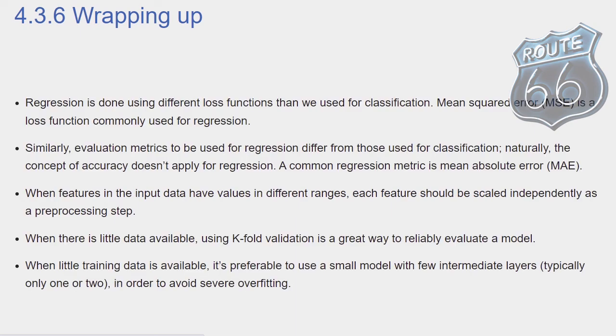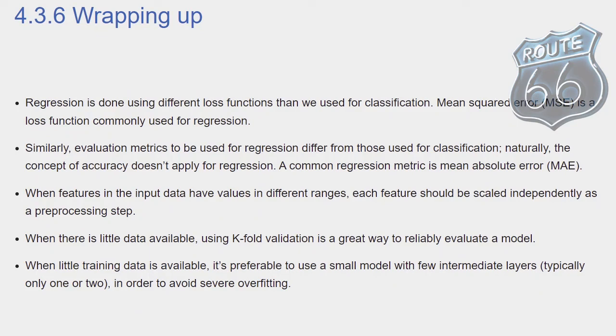Section 4.3.6. Wrapping up. Here's what you should take away from this scalar regression example. Regression is done using different loss functions than we use for classification. Mean squared error, or MSE, is a loss function commonly used for regression. Similarly, evaluation metrics to be used for regression differ from those used for classification. Naturally, the concept of accuracy doesn't apply for regression. A common regression metric is mean absolute error, or MAE.